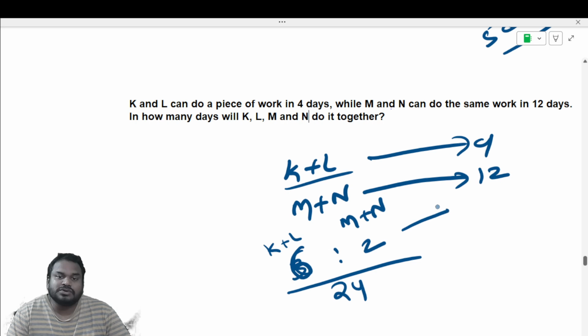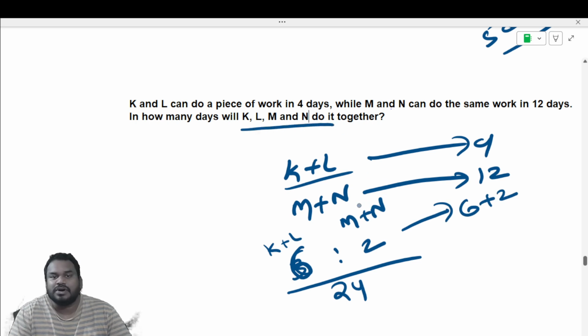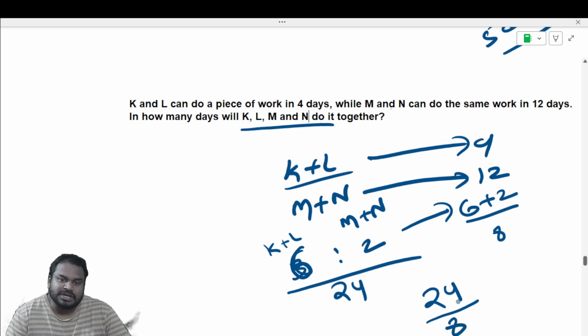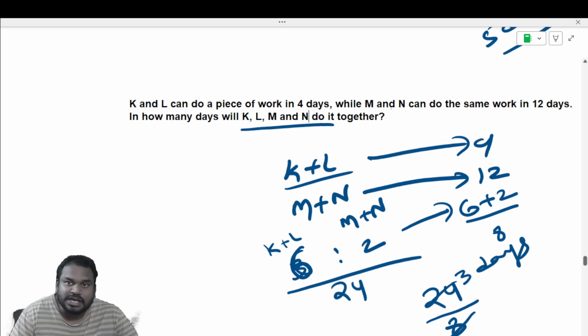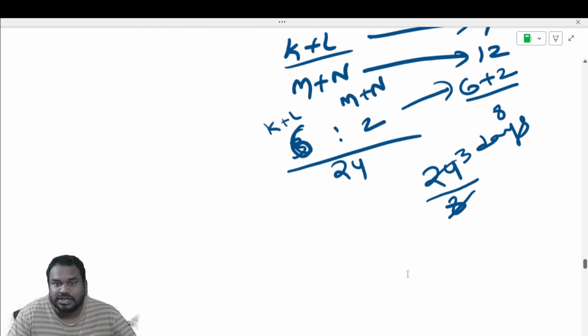So when they are working together, then 6 plus 2, K plus L plus M plus N, because all of them should work together. So if they work together, then the efficiency becomes 8. But we need to complete 24 parts of work with 8 efficiency, so it is 24 by 8. It's nothing but 3 days. In 3 days, K, L, M and N working together can finish the work.